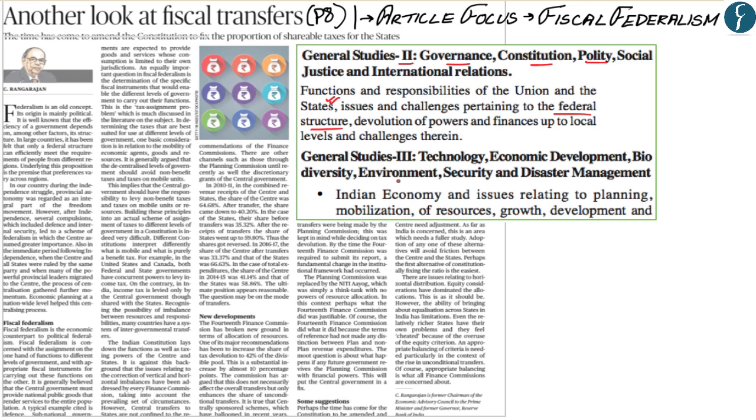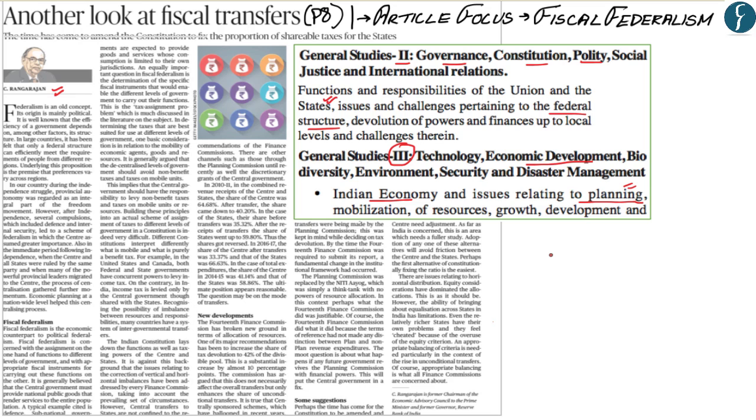And apart from this, you should also see this editorial from the perspective of GS paper 3 within the section Economic Development and within the subsection Indian Economy and Issues Relating to Planning. Now before moving forward in understanding this editorial, I would strongly recommend that you should also read this editorial by C. Rangarajan sir.